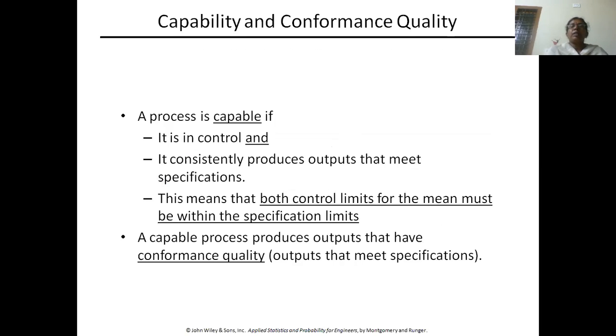Now, what are capability and conformance quality? A process is capable if it is in control and it consistently produces outputs that meet specifications. This means that both control limits for the mean must be within the specification limits. A capable process produces outputs that have conformance quality. Conformance quality means outputs that meet the specifications.